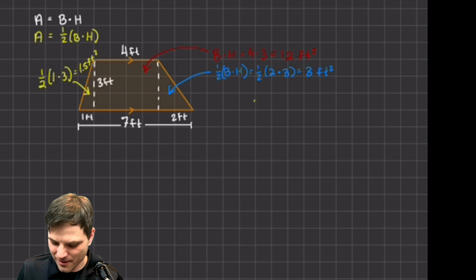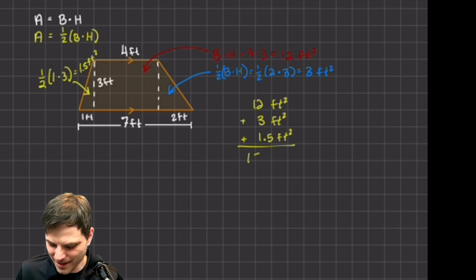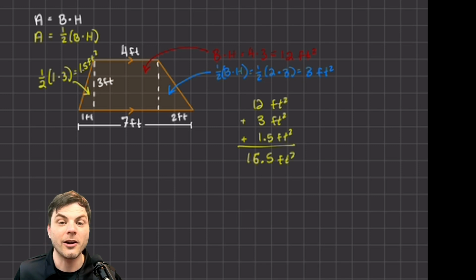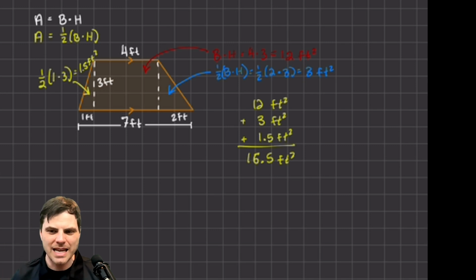Add it all together, 12 feet squared plus 3 feet squared plus 1.5 feet squared leaves us with 16.5 feet squared. And that is the area of this trapezoid. We just took this shape, broke it into smaller chunks.